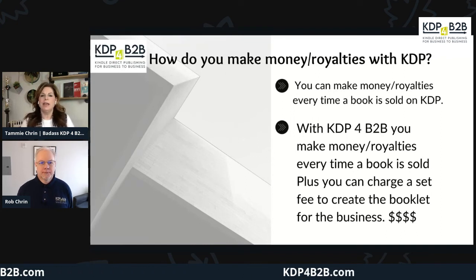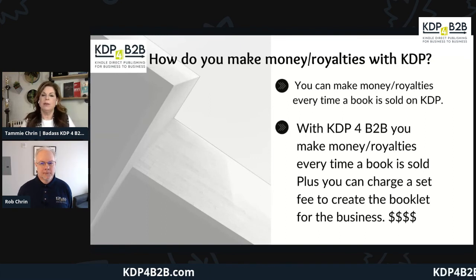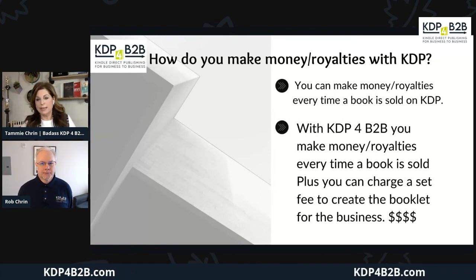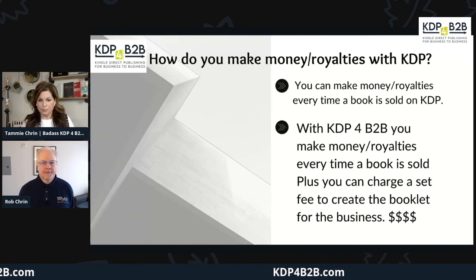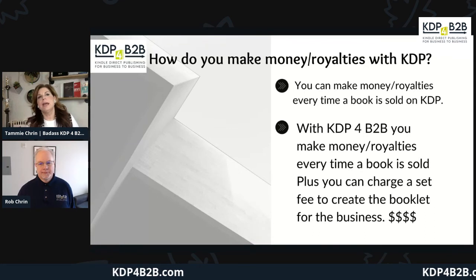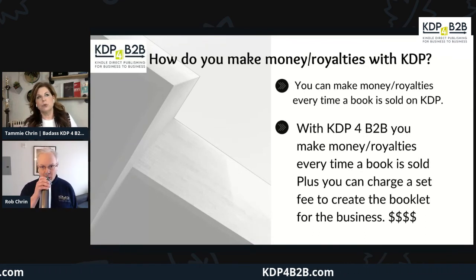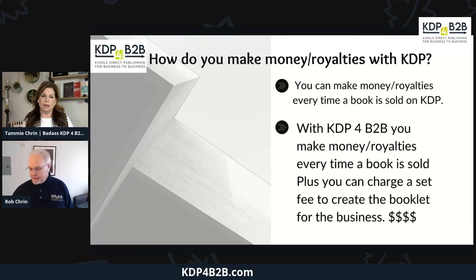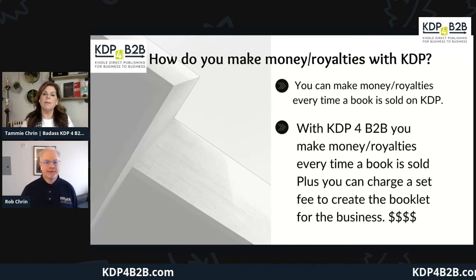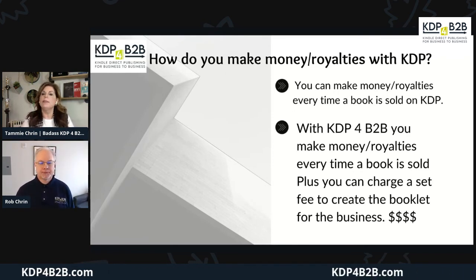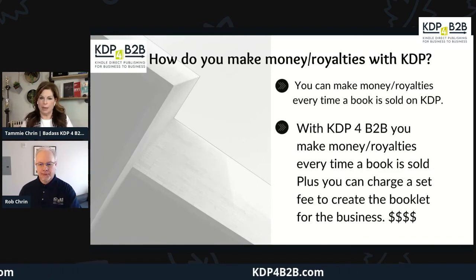So how do you make money or royalties with KDP? You can make money and royalties every time a book is sold, like we said, on KDP. Yep. So that's how you make it. The book sold, and you get paid monthly. The first time a book is sold, it takes 2 months to start the royalties, and we can get into more of that. But basically, every month you get a royalty check from Amazon.